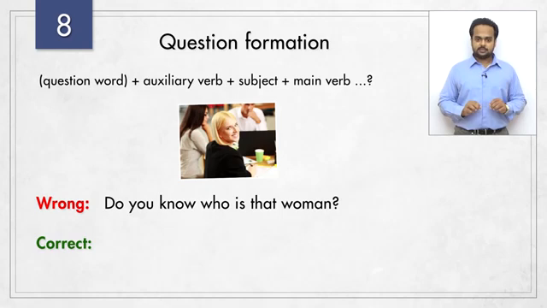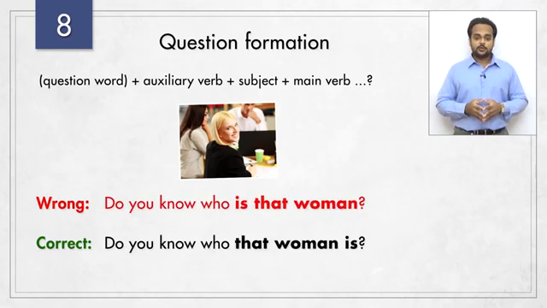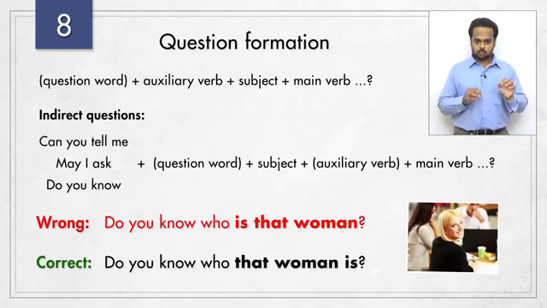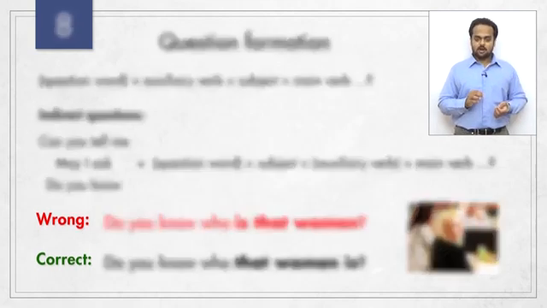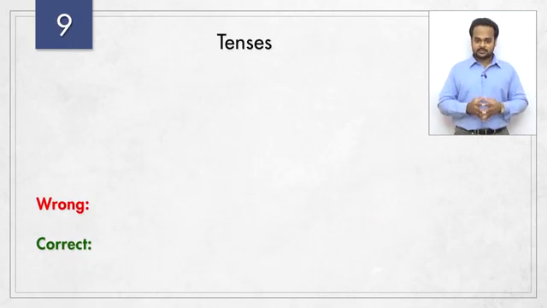Sentence number 8 is, do you know who is that woman? Wrong. It should be, do you know who that woman is? If you start a question with, do you know, may I ask, can you tell me, etc., then we call it an indirect question, which is more polite. For this type of question, we don't change the word order. We first put the question word, then the subject, and then the auxiliary verb if we have one, and then the main verb. All right, let's now turn to errors in the tenses.